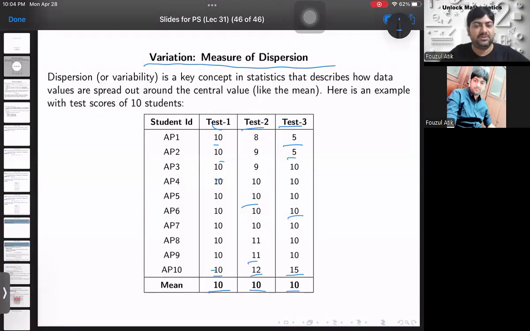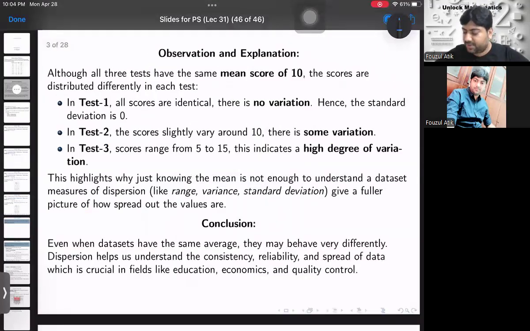Right. So if you want to understand the data from the mean, although their mean is the same, they are varying, right? In the first test, it is different. The second data set is different. In the third set, some students got fewer marks, some got more marks, some got average marks, 10 marks. So the mean alone is not enough. In test 1, there is no variation. In test 2, there is some variation, and in test 3, the variation is more. Therefore, the conclusion is we need some other kind of parameter to understand the data.